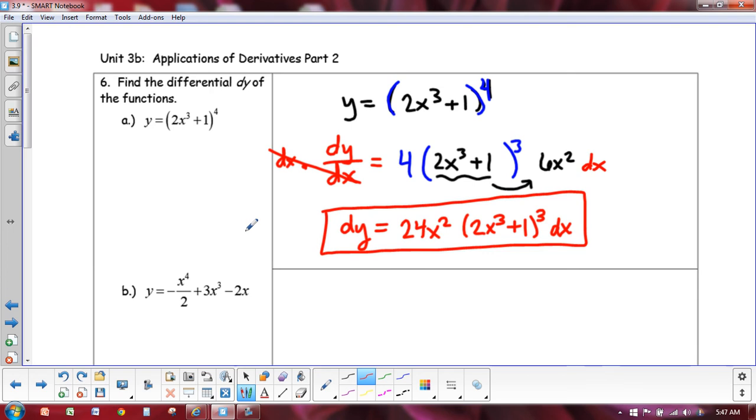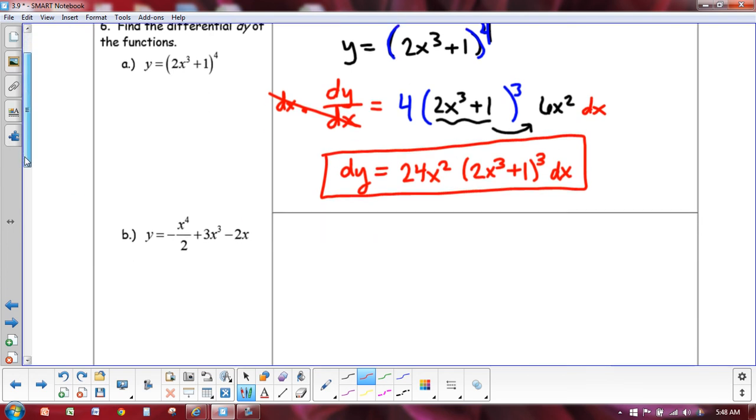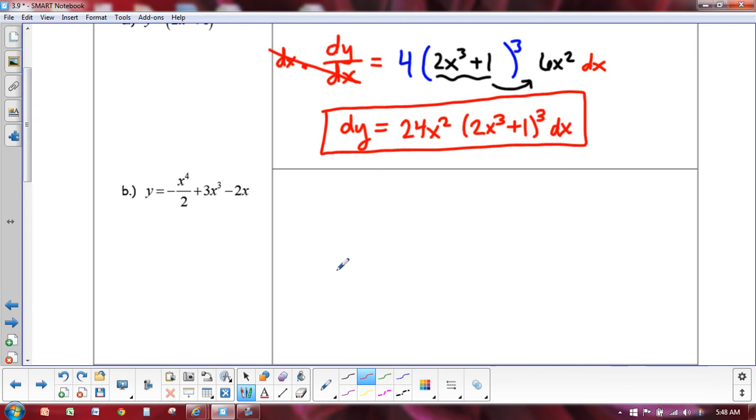So then dy/dx, this is where that notation for derivative, instead of y prime, the dy/dx notation is more helpful, would be -4/2, so -2x to the third plus 9x squared minus 2. And then just coming back over and multiplying by dx.